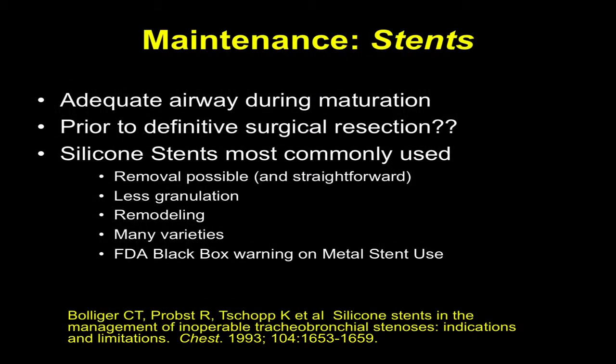So in terms of stents, the bottom line is that stents will provide you an adequate airway during the maturation of the stenotic lesion, and particularly in the benign process. It can be used prior to definitive surgical resection in some patients or in lieu of definitive surgical resection in some patients. In airway benign disease, silicone stents should only be used. Removal is possible and relatively straightforward with rigid bronchoscopy. There's less granulation tissue. It allows for remodeling, and there is an FDA black box warning on metal stent use.